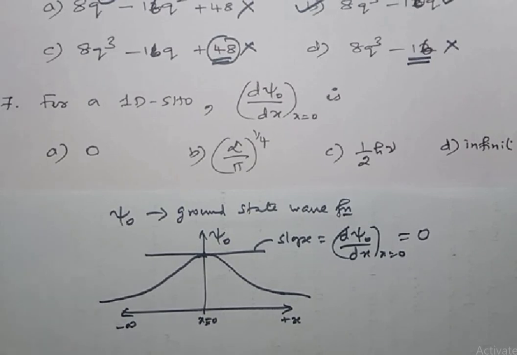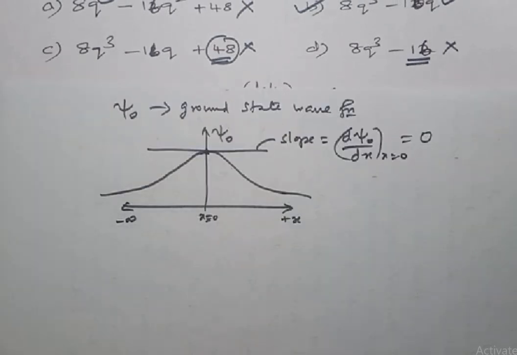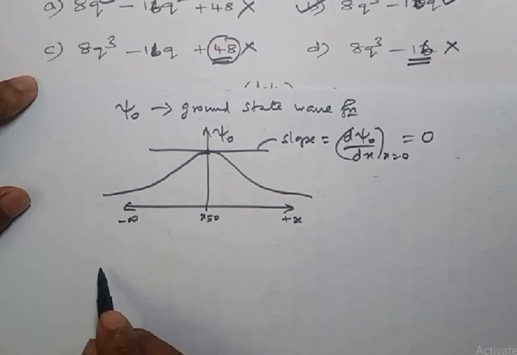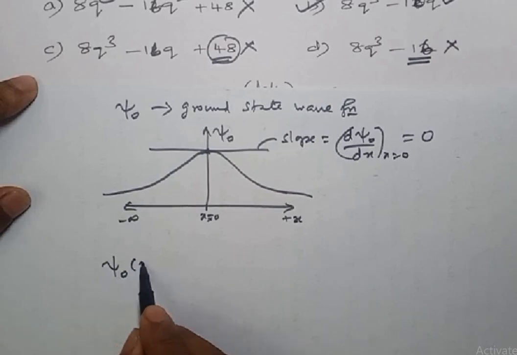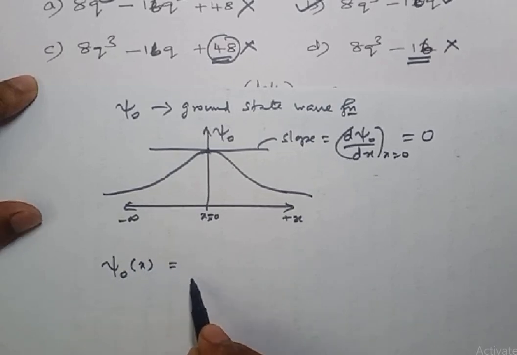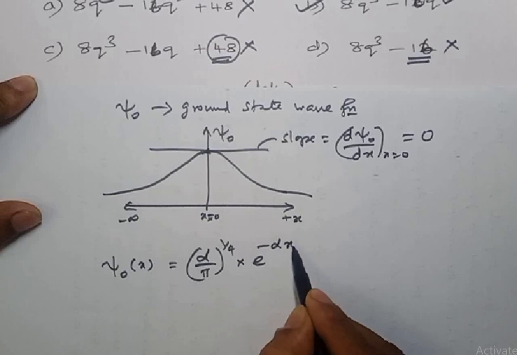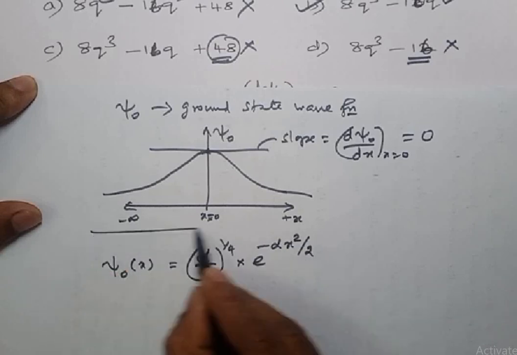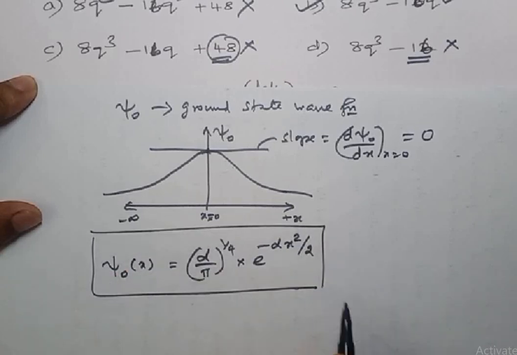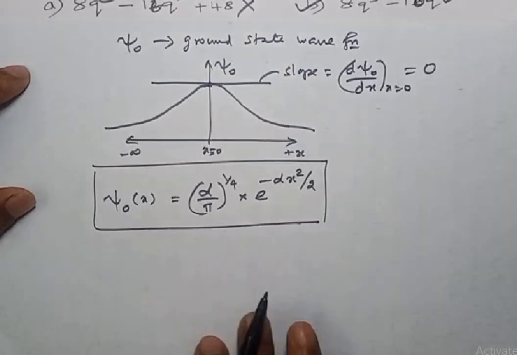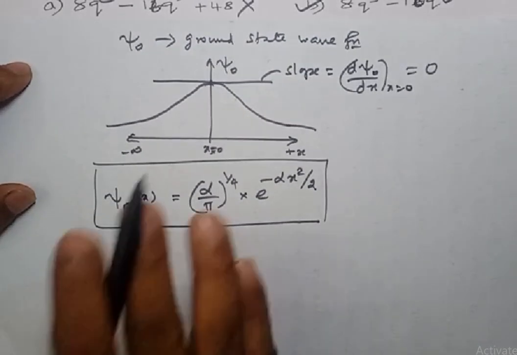You know very well, there is another route possible. The ground state wave function for a one-dimensional simple harmonic oscillator is (alpha by pi) whole power 1 by 4 into e power minus alpha x square by 2. This is the ground state wave function formula. Now differentiate this with respect to x and put x equal to 0.